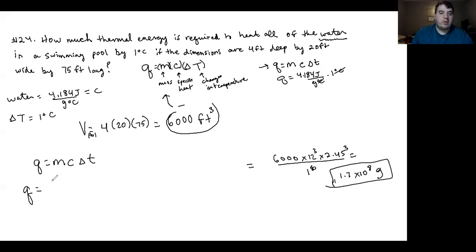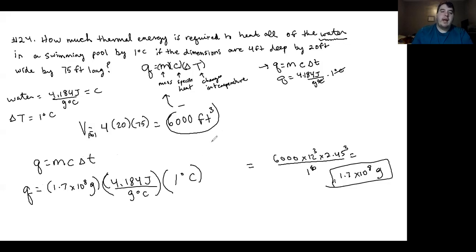So Q is going to equal 1.7 times 10 to the 8 grams, C is going to be 4.184 joules divided by grams degrees Celsius, and my delta T, we said, was 1 degree Celsius. Let's see if we can get rid of all the correct units. Grams goes away. Degrees Celsius goes away. This is perfect. I want this in terms of joules because that's the measurement for energy.